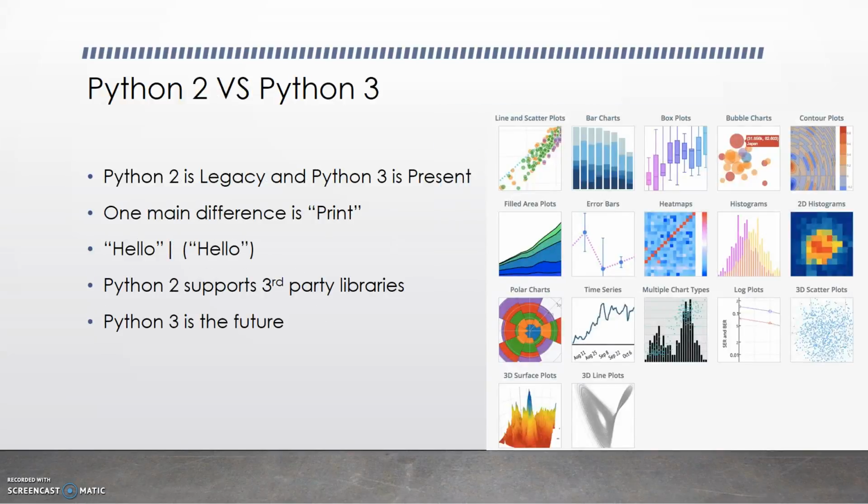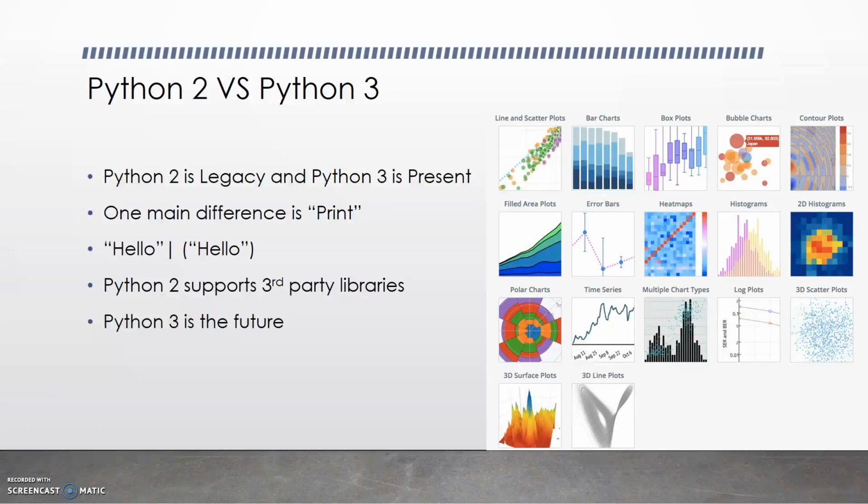So now Python 2 versus Python 3. Python 2 is what's called a legacy language, so it's the old version. And Python 3 is the present. It's the current and supported version. The main difference is the print command. In Python 2 you would do quotations hello, but in Python 3 now you have to do brackets, quotations hello.